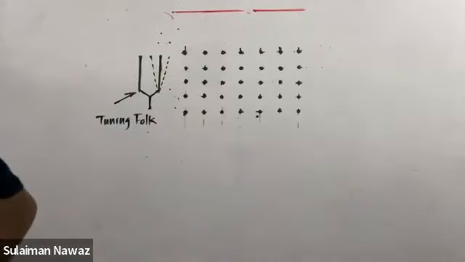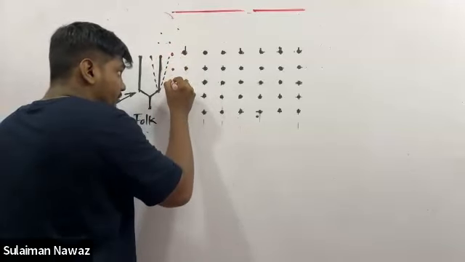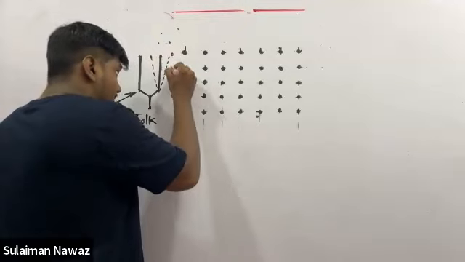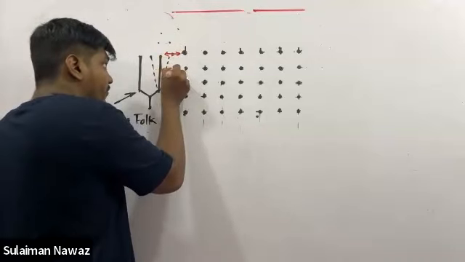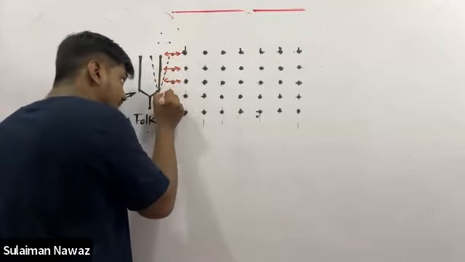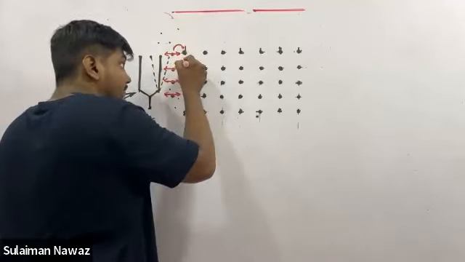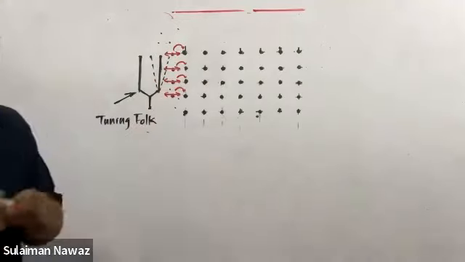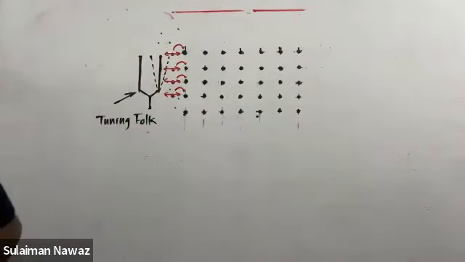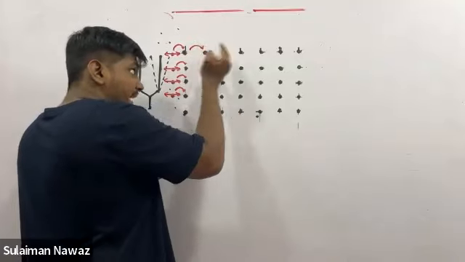Do you understand? Now let's say initially, due to the vibration of the tuning fork, these red color medium particles start to vibrate back and forth. So when these red color medium particles vibrate, they will collide with adjacent medium particles. When they collide with adjacent medium particles, those also start to vibrate. Then when these medium particles start to vibrate, the adjacent medium particles start to vibrate back and forth.